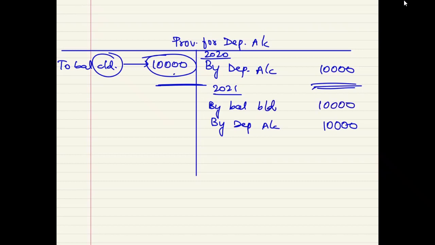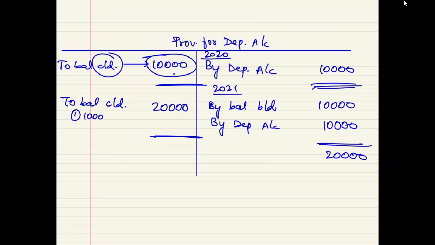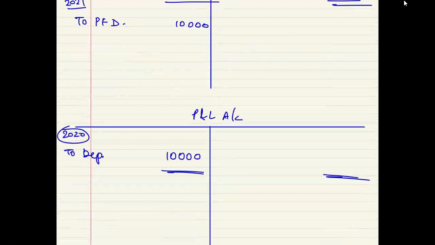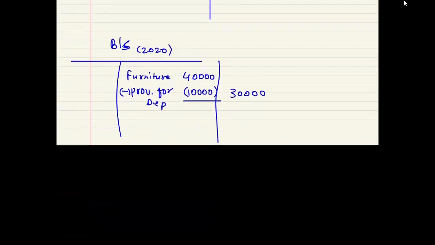So now after 2021, what is the balance of my provision for depreciation? What balance will be carried down? The new balance is 20,000. So what does 20,000 represent? It represents the depreciation for year one, 10,000, and also the depreciation for year two, that is 10,000. So in my balance sheet, what will it look like?